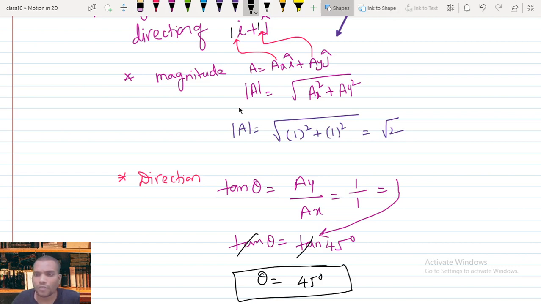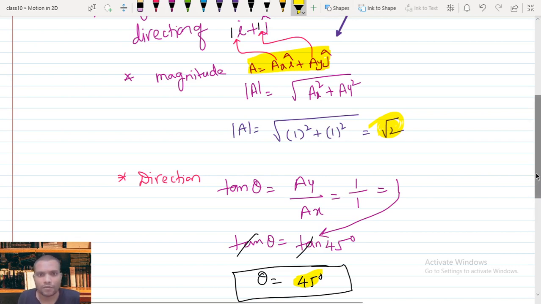Now this is how we find the magnitude and direction. So the magnitude I got is under root 2, and the direction I got is theta equal to 45. So you need to remember these two formulas for two dimensions, ax i cap and ay j cap. Here ax and ay are the magnitudes of the given vector along the x and y components. And for direction, we go for tan theta equal to ay upon ax, only the magnitude. So this is how we dealt with two dimensions.